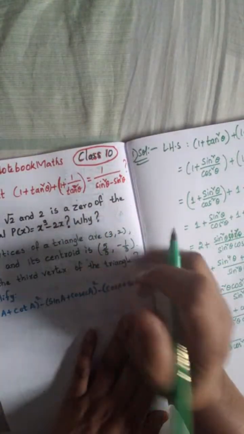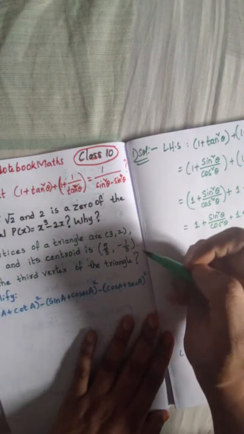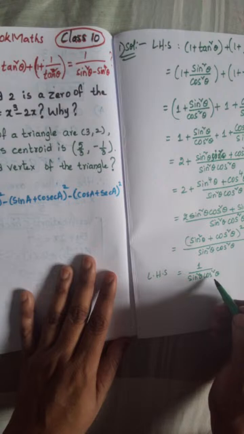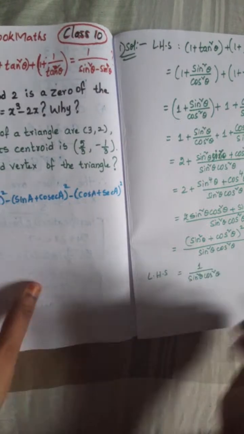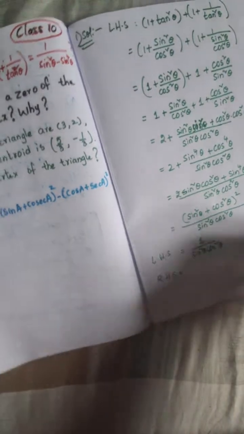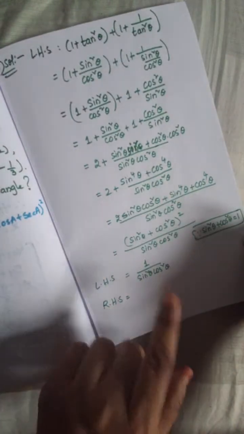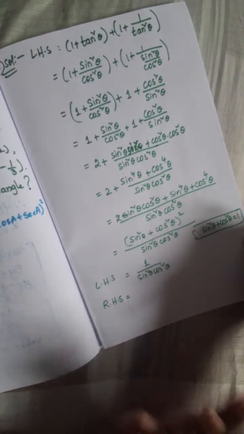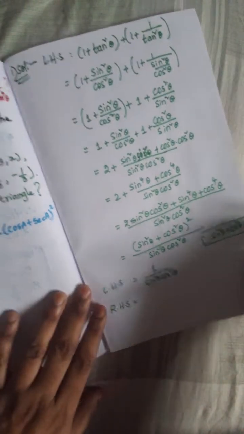But what we have to prove? 1 by sin square theta minus sin power 4 theta. But here we have sin square theta cos square theta. So we have to do RHS again, simplify RHS. Then we have to get this same value. Then we can prove that LHS equals RHS. Like this we have to prove this question.